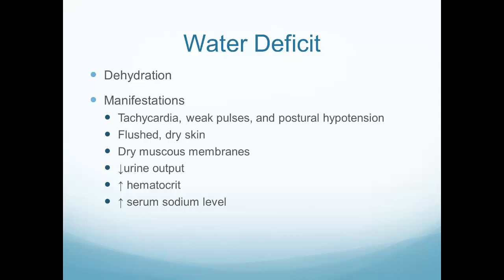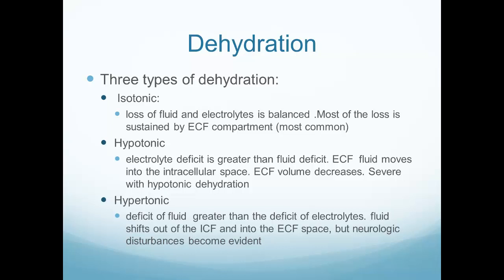The manifestations we could expect to see with a water deficit or dehydration would be tachycardia, weak pulses, and postural hypotension. These are all signs of a low cardiac output state. As the volume decreases, there's not as much volume to pump and our cardiac output goes down, which then causes these compensatory mechanisms to be demonstrated. Flushed, dry skin might be possible. We can also see dry mucous membranes. Our urine output goes down because the kidneys start trying to hang on to fluid. The hematocrit and the serum sodium levels will then go up.